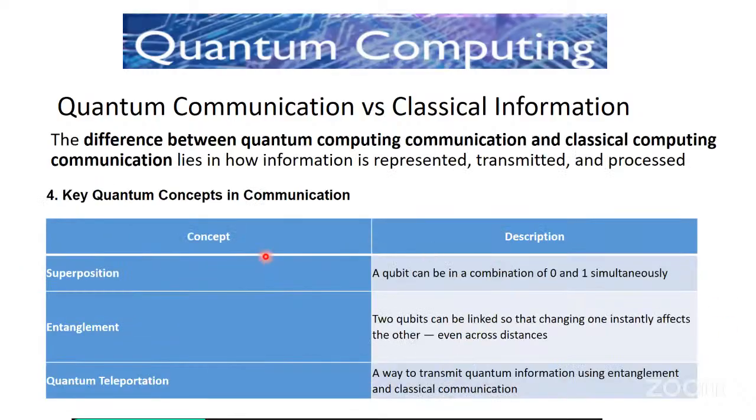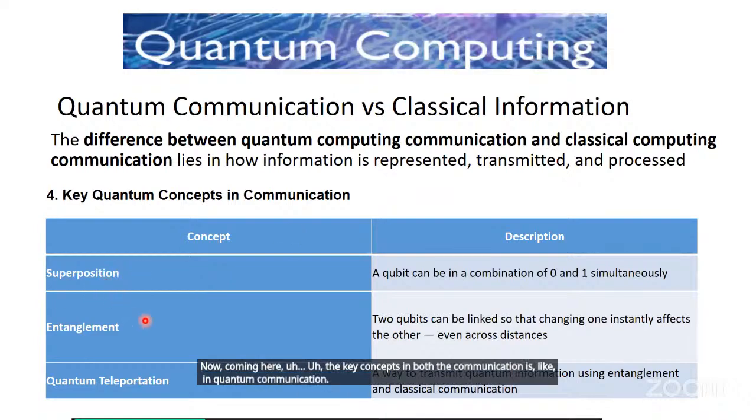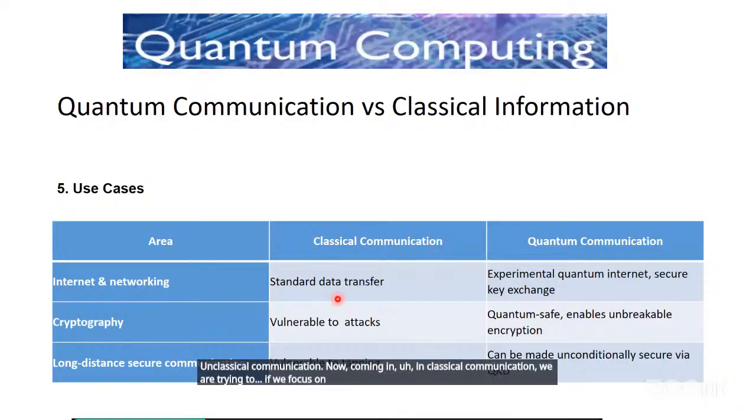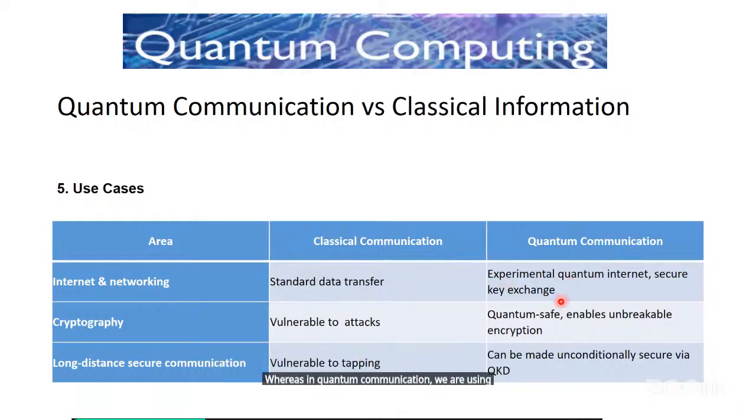Now coming to the key concepts in both communications. In quantum communication, we are using superposition and entanglement, and one more thing, quantum teleportation, the way you transfer quantum information using entanglement and classical communication. In classical communication, if we focus on internet and networking, we are using standard data transfer, whereas in quantum communication, we are using the quantum internet and secure key exchange.